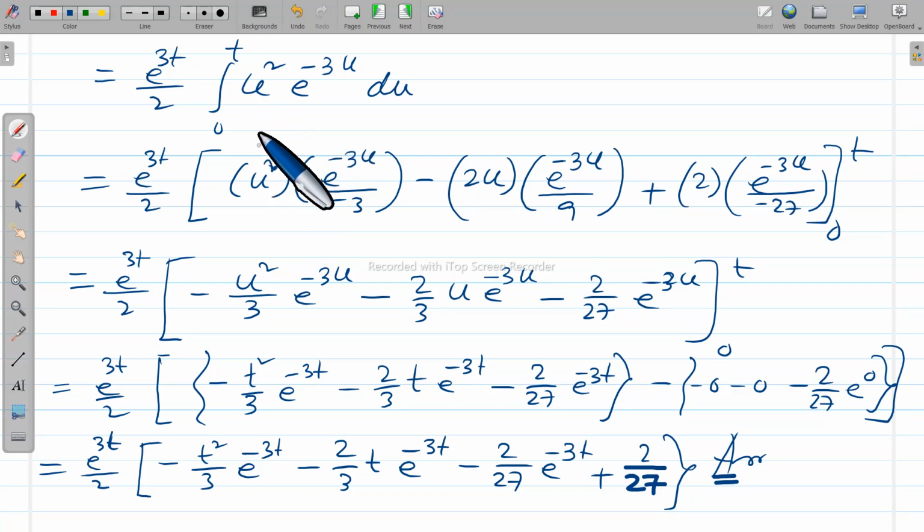The formula is: first function derivative, first function remains same, second function integration, derivative of this part and integration of this part, derivative of this part, integration of this part. Okay, in the first line you write down your formula, in the second line you open your bracket and adjust the signs, and then the third line is all about the upper limit minus lower limit altogether. Okay, so this is all about the process.